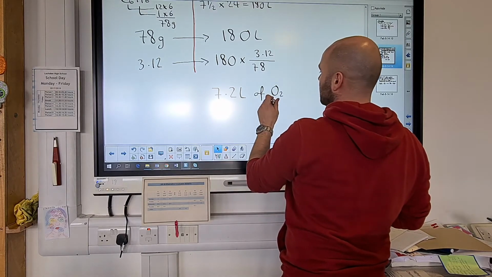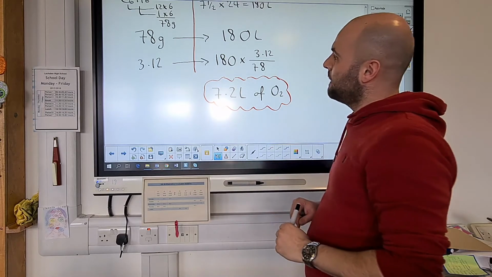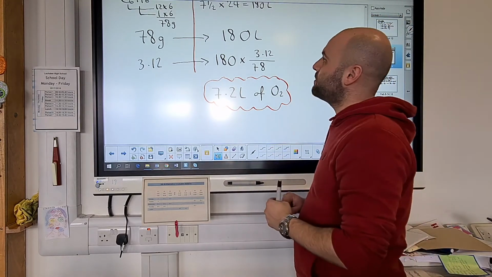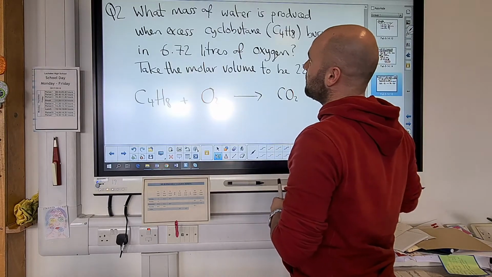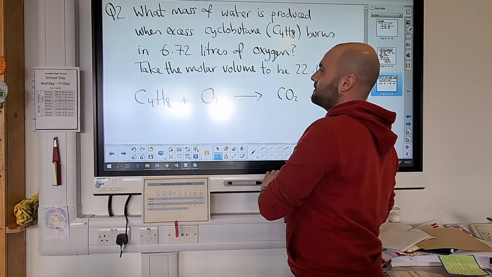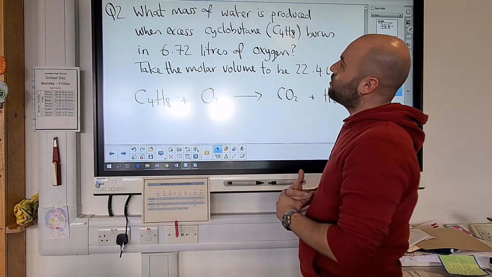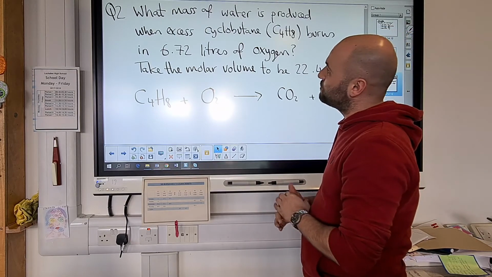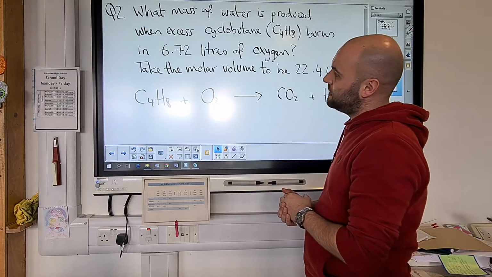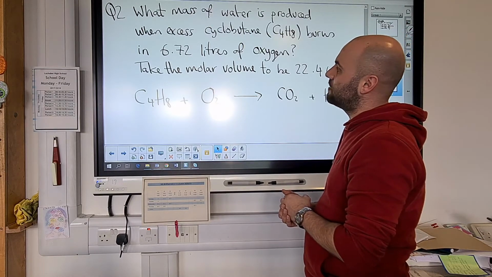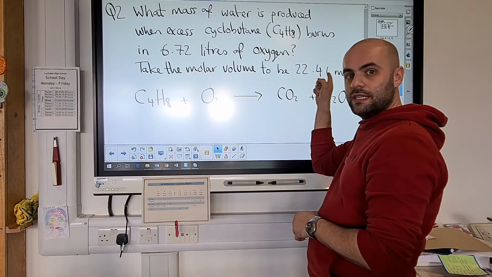So this being our final answer. I'm also going to look at one more type of question that we could be asked. This time we're going to try and calculate the mass of something using volumes as well. So this question reads, what mass of water is produced when excess cyclobutane burns in 6.72 litres of oxygen? Take the molar volume to be 22.4 litres per mole.